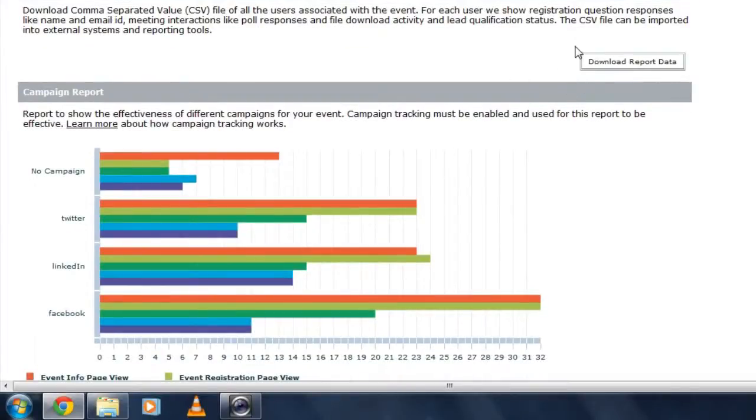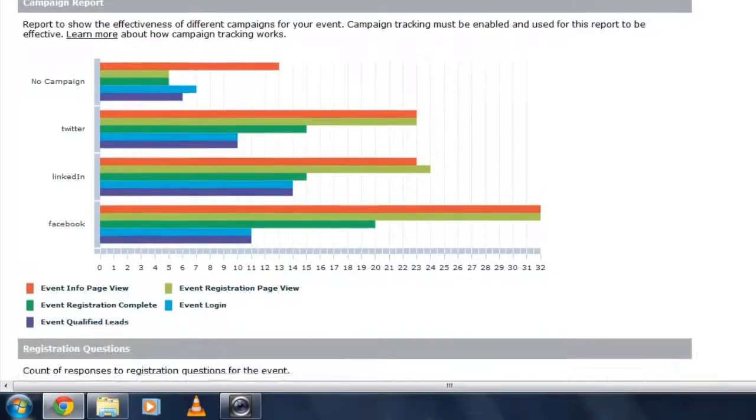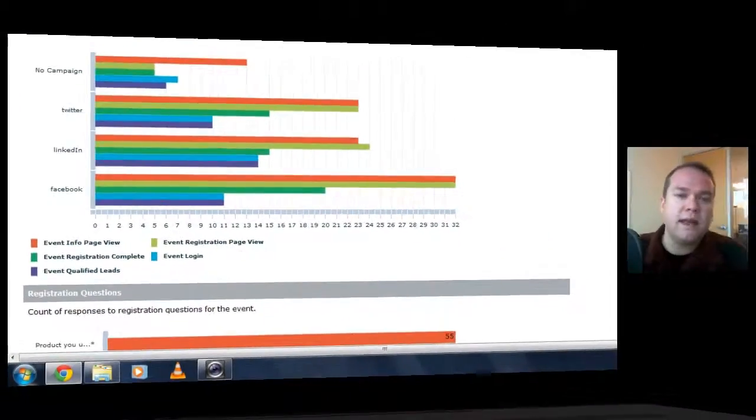As I scroll down a little further, you'll see I've got access to download the report data for all of the user information. I've got this new report called a campaign report. And again, this is going to help me track what are the most effective campaigns I've got in bringing people to my event. And you can see here, we're not just tracking how many people registered based on a single campaign, but again, looking at that entire life cycle of the campaign.